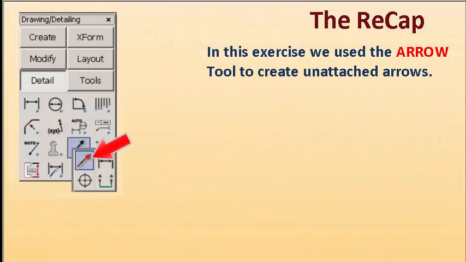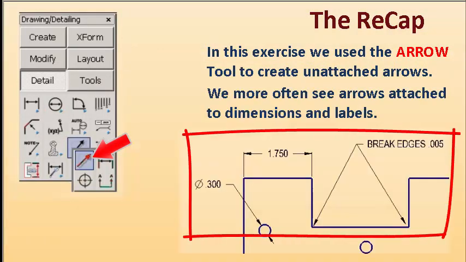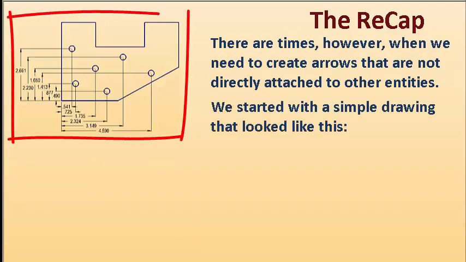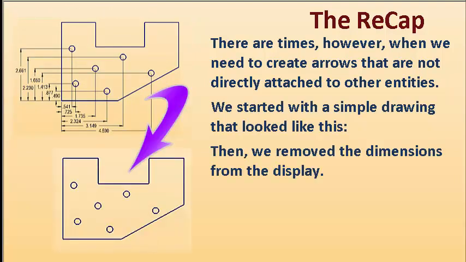In this exercise, we use the arrow tool to create unattached arrows. We more often see arrows attached to dimensions and labels. But there are times, however, when we need to create arrows that are not directly attached to other entities. We started with a simple drawing that looked like this, and we removed the dimensions from the display.